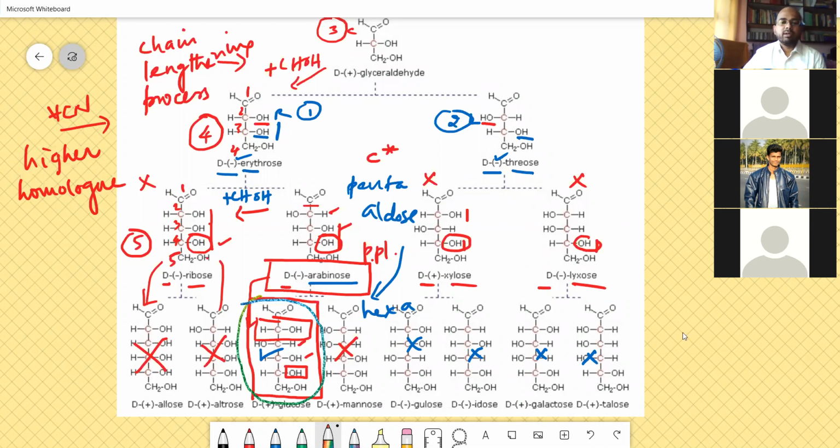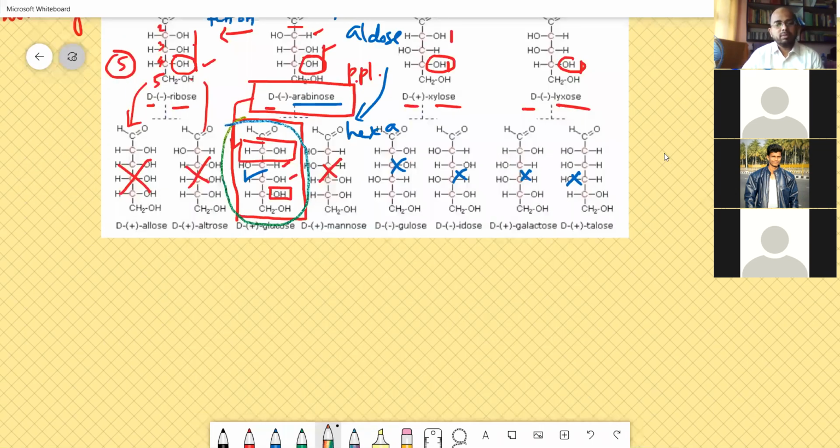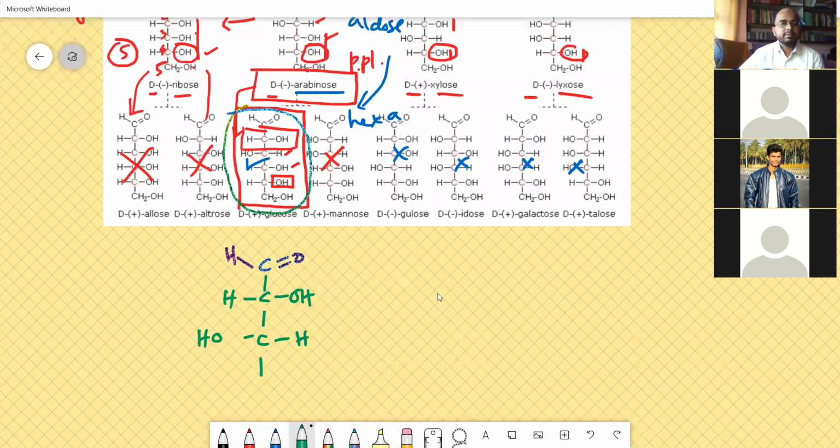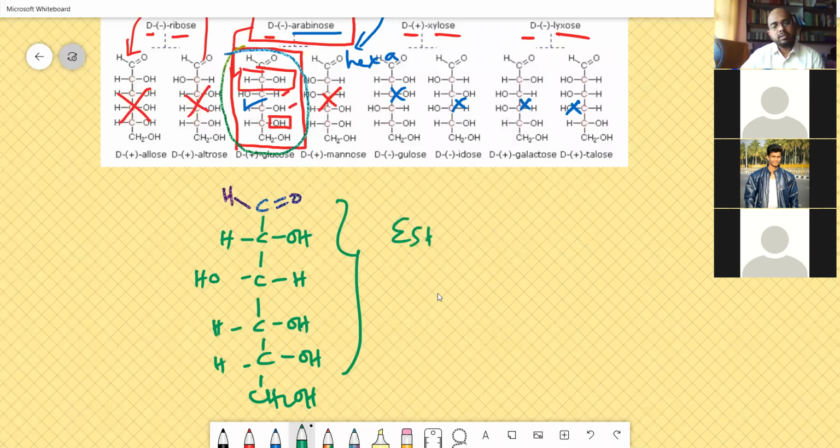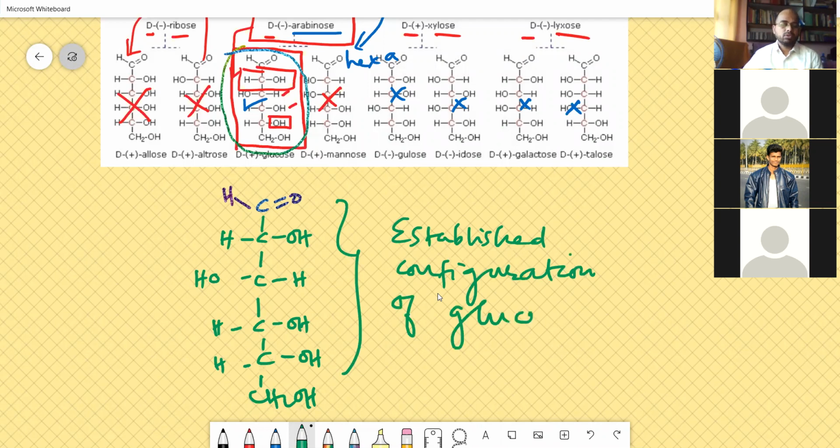Okay. So once you get this product, you have to write that because we have C double bond O, H, and COH, H, COH, H. Established configuration of glucose. Established configuration of glucose.